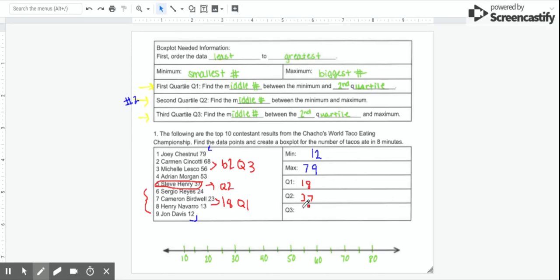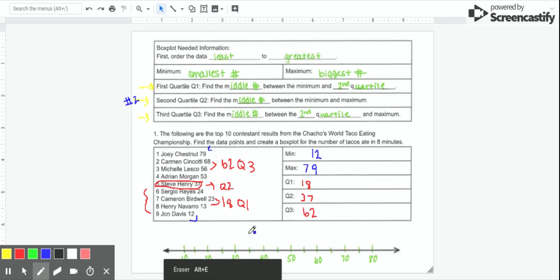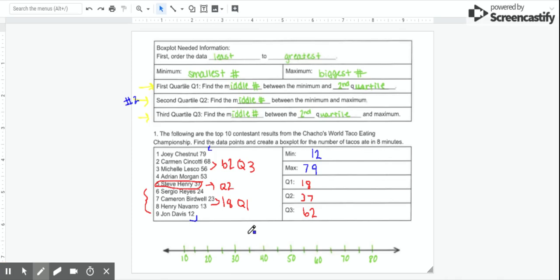So now you've got all the numbers you need to make your box plot. I'm going to flip back to my blue because my minimum and my maximum are just represented with dots. I've got the number line created for you. The data ranges from 12 all the way up to 79, so I counted by tens because that's a wide range. You put the dot above the number line, not exactly on it. I'm going to put a dot at 12 to represent my minimum, and then a dot at 79, right next to 80, to represent my maximum.